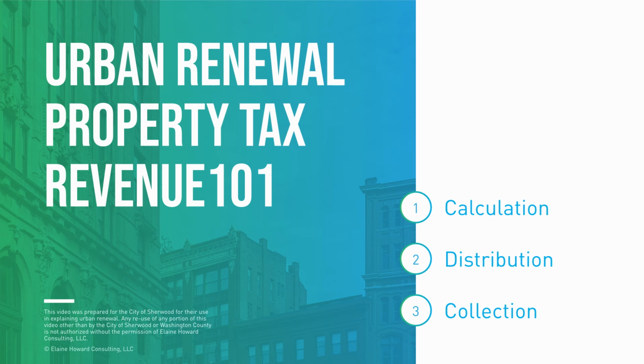This video will provide a conceptual understanding of how an assessor first calculates the amount of property tax revenue due annually to an urban renewal agency, second, distributes the impact to regular taxing districts through property tax bills, and third, collects the revenue from the regular taxing districts.